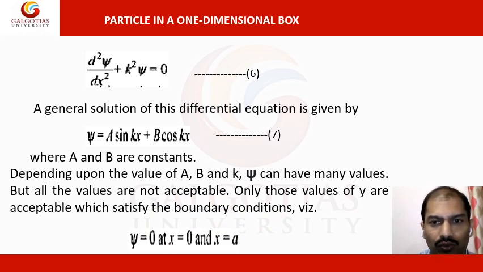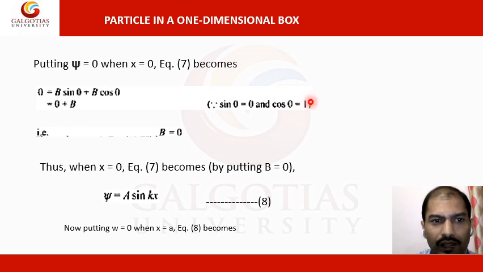So now coming to the other condition, we can further simplify. Putting psi equal to 0 when x will be 0, equation 7 takes another form: 0 equal to b sin 0 plus b cos 0. You know sin 0 equal to 0 and cos 0 equal to 1. So the final form once x is 0: equation 7 becomes psi equal to a sin kx.